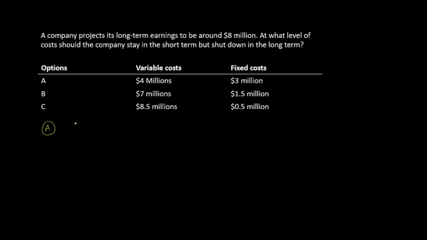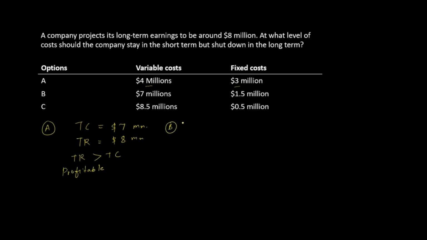In case of option A, what is my total cost? This is 4 million plus 3 million, which gives me $7 million. And what is my total revenue? My total revenue is 8 million. So my condition here is total revenue is greater than my total cost. So definitely there is a profit and the company should operate in the long run. So this is a very profitable scenario. So definitely the company should operate.